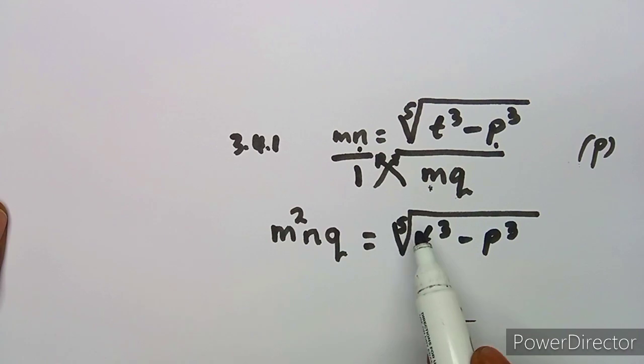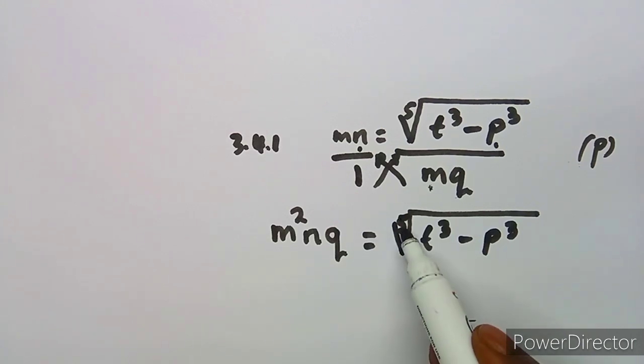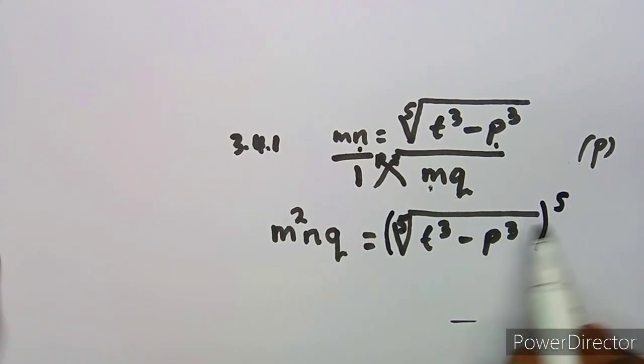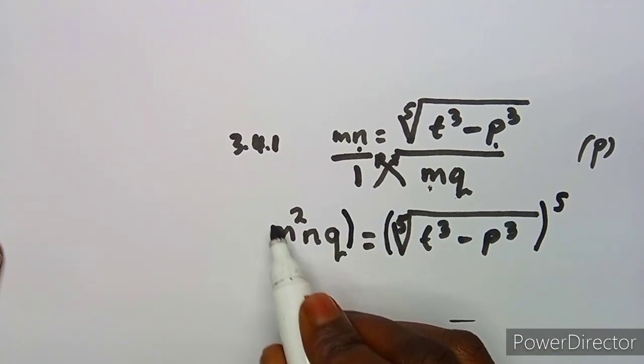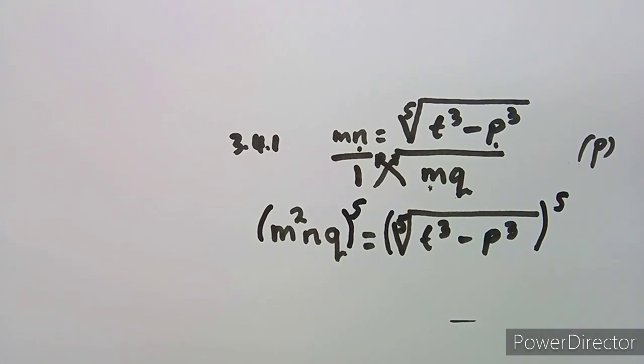So how can we remove this 5th root? Just like what you do to the square root, you square. So this time it is the 5th root, you have to raise to the exponent of 5, which is the number inside the root sign. But what you do on the right hand side, you have to also do on the left hand side, because it's an equation.